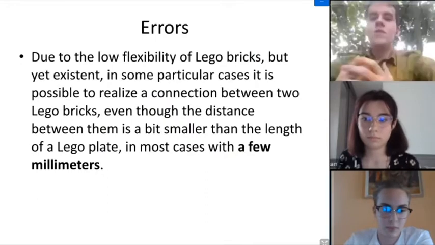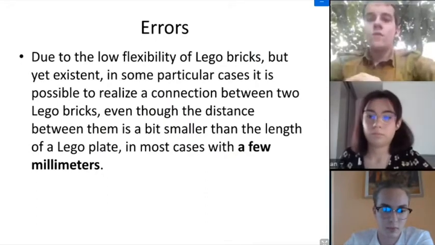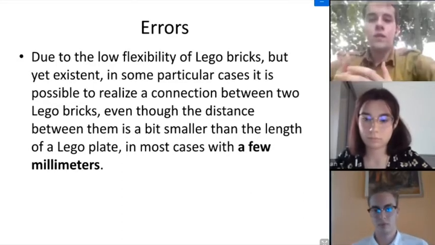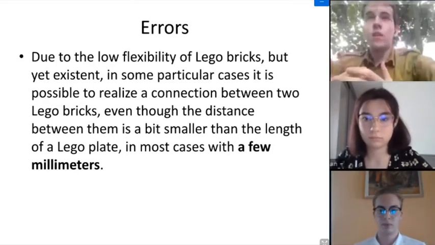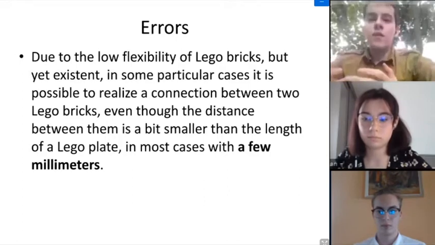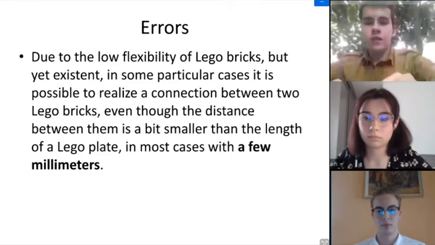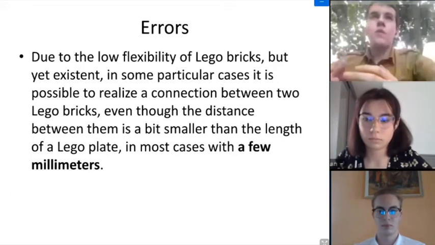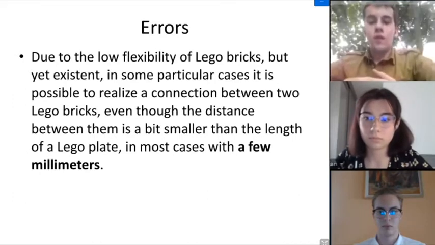And this brings us to the error cases. So what is an error? Firstly, we have to keep in mind that due to the low flexibility of Lego bricks, but yet an existent one, in some very particular cases, it would be possible to realize a connection between two Lego bricks, even though the length between them is smaller or greater than the connecting plate itself. Most of the time, the difference will be only a few millimeters or a fraction of a millimeter, so the error itself is not possible to be seen with the naked eye.